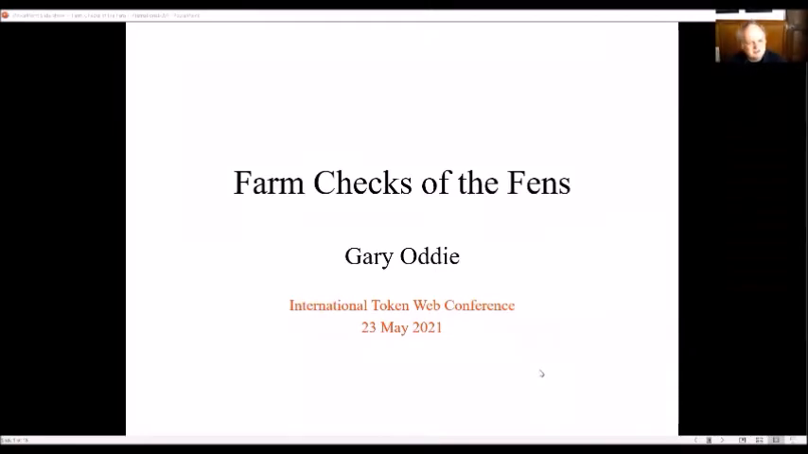I'm here in England at the moment, and I'm going to talk to you about a particular series of tokens that was issued here between about 1880 and the 1970s, and these are farm checks of the fens. So I'm going to start sharing my screen, hopefully when the technology works. And here it is. So this is the title of the talk, Farm Checks of the Fens.